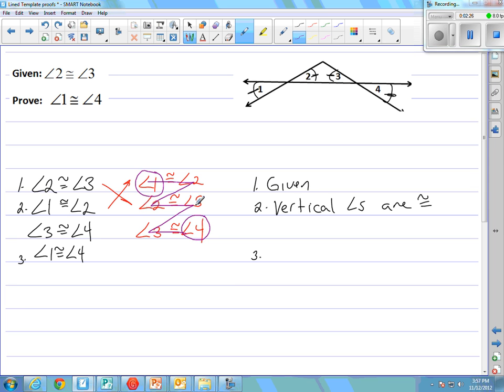If you want a visual, getting rid of this stuff here, all those things in the middle kind of led us to saying angle 1 is congruent to angle 4. That idea, that concept, is the transitive property. Remember, the transitive property in its most general form said if A is equal to B and B is equal to C, then A is equal to C.